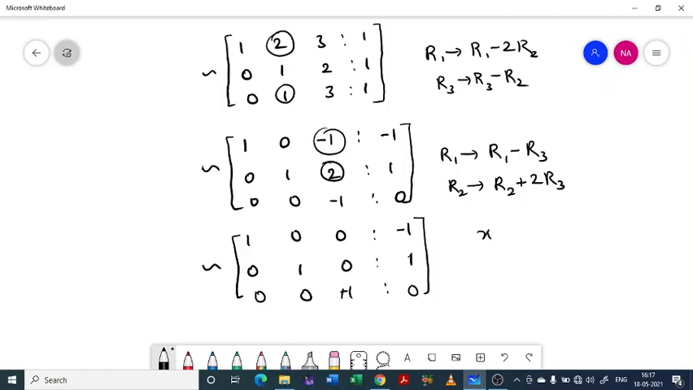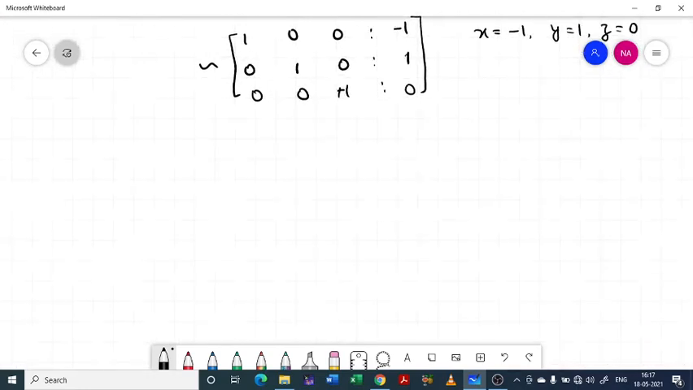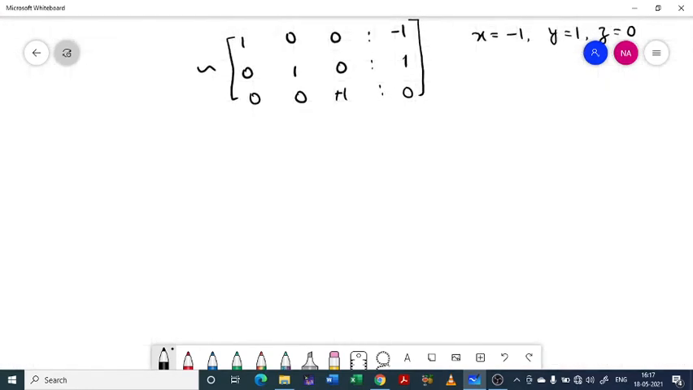So I get x equal to minus 1, y equal to 1, z equal to 0. Even if you take minus 1, no problem. So the required solution is minus 1, 1, 0. With this we have solved 5 problems, I think.